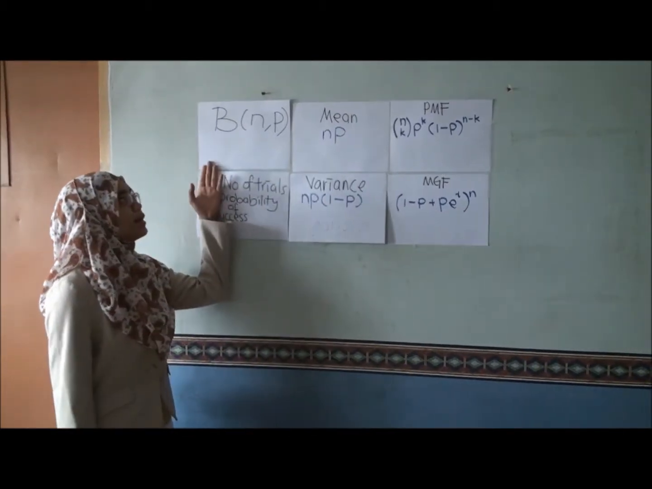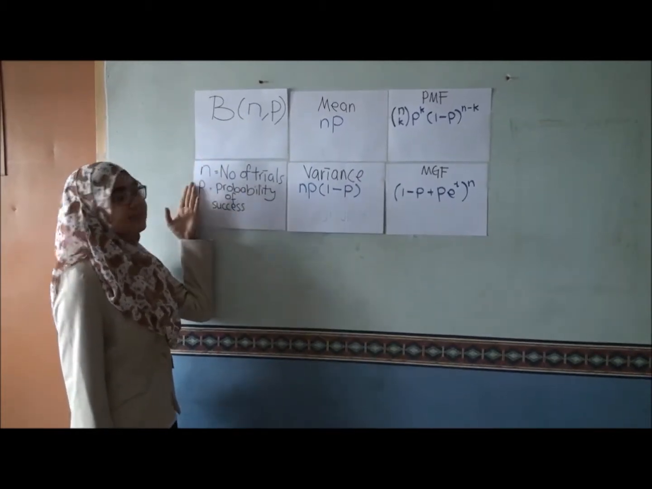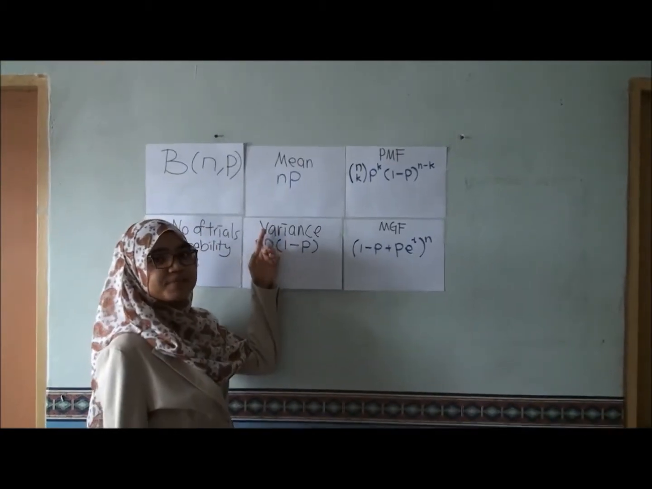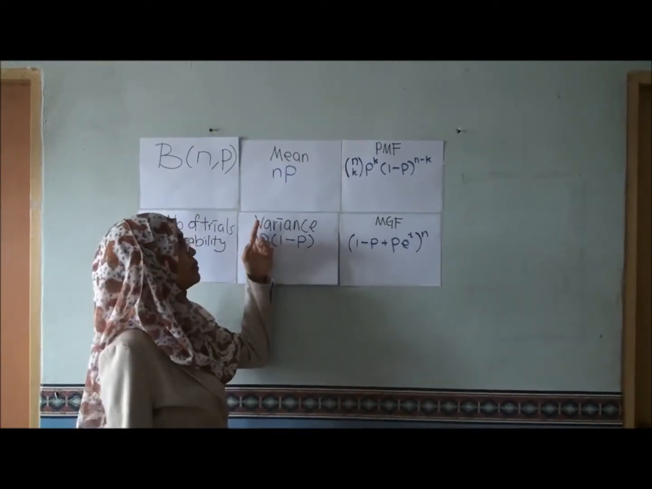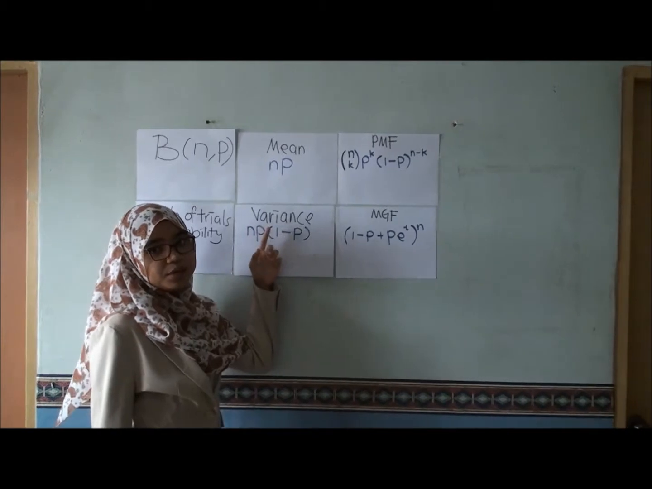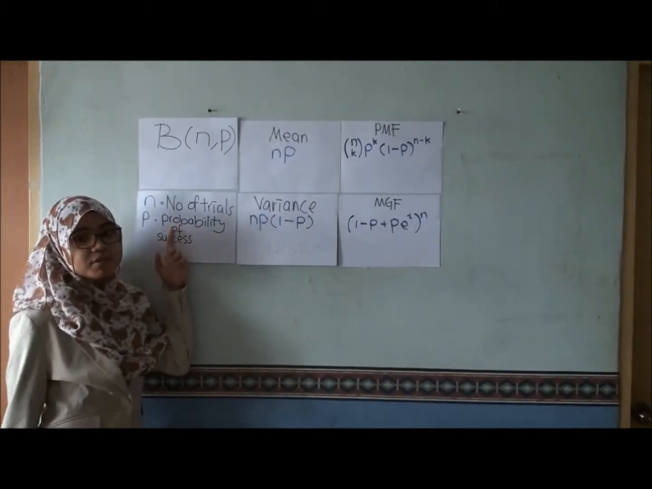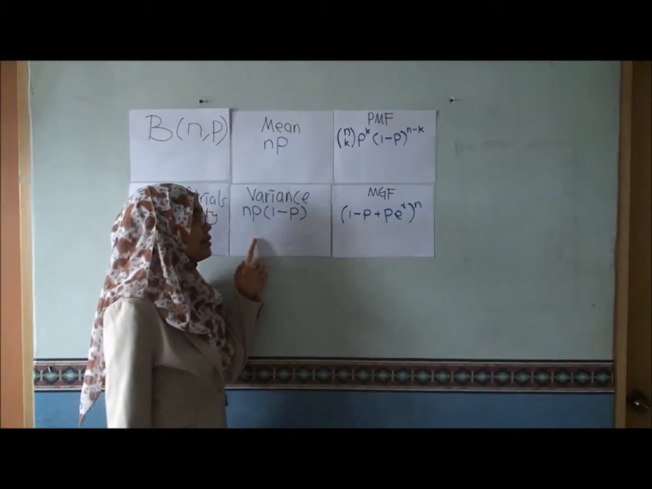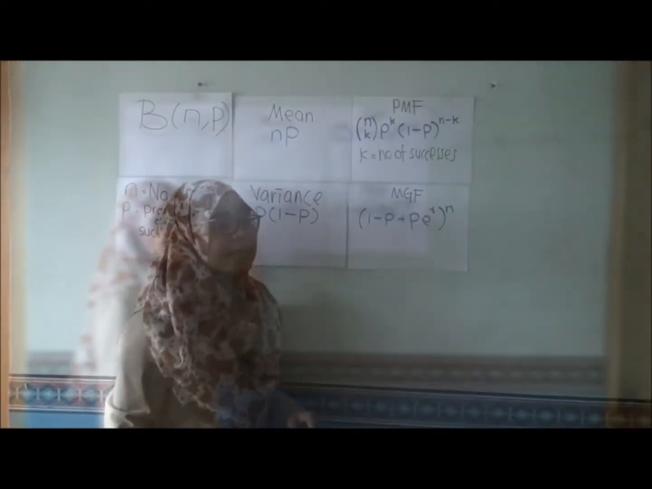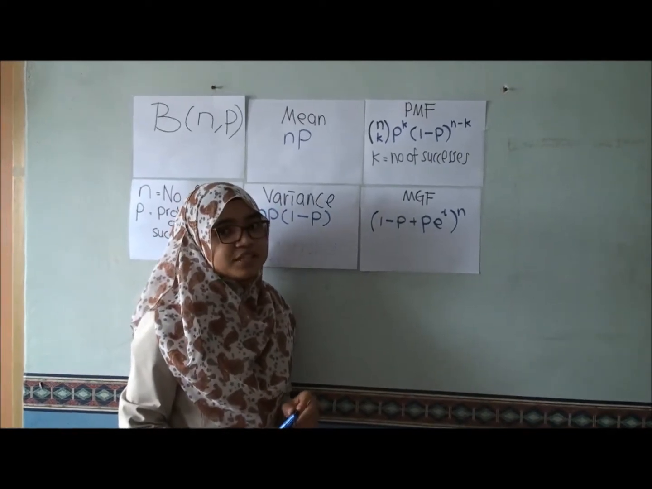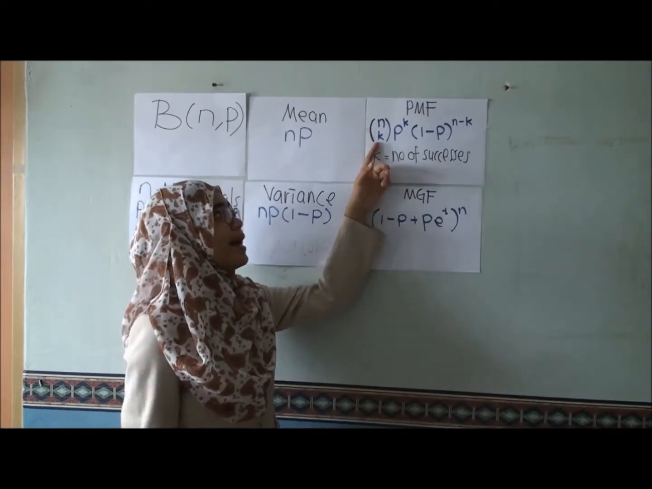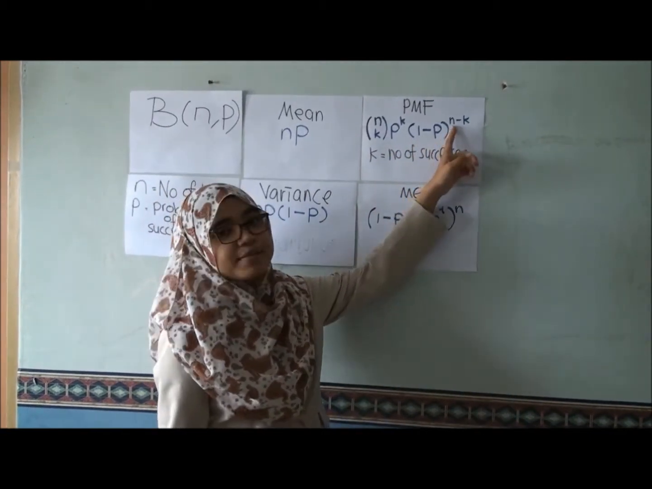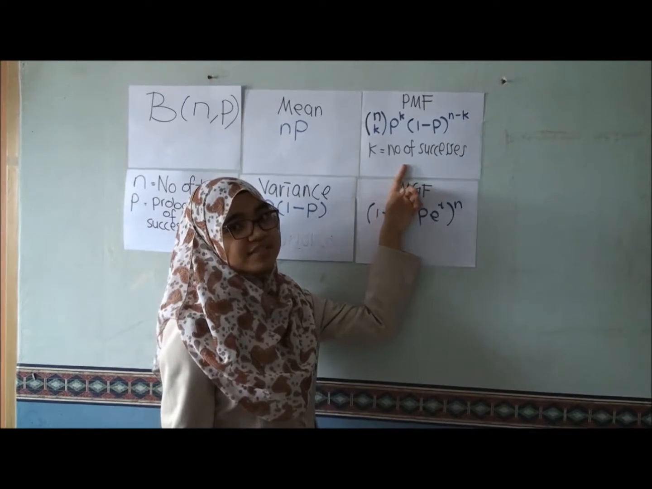Okay, this is the binomial distribution notation, where n stands for the number of trials and p stands for the probability of success. To find the mean for the binomial distribution, we simply multiply n with p, where n, as I mentioned earlier, is the number of trials, and p is the probability of success. For the variance, n times p times 1 minus p. The PMF, probability mass function, for the binomial distribution is n choose k times p to the power of k times 1 minus p to the power of n minus k, where k is the number of successes.